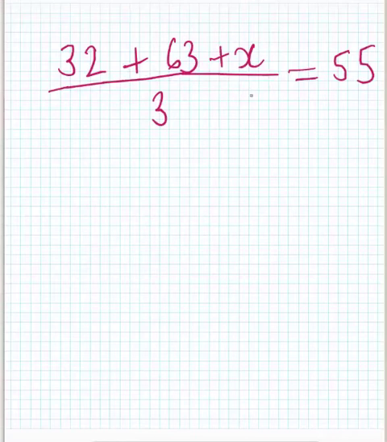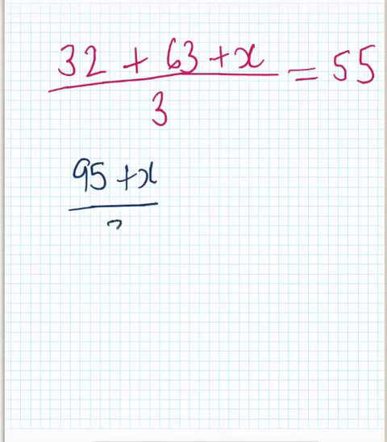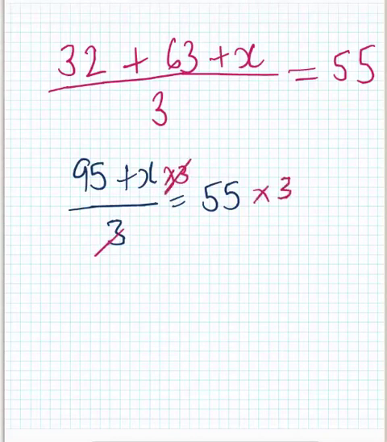And you guys know how to solve this equation. So have a go and solve it. So my first step would be to simplify 32 and 63, because 32 plus 63 is just 95. Then I got plus X over 3 equals 55. And this is nice and easy. Next thing to go is the 3. So times by 3, times by 3. So we have 95 plus X equals 55 times 3 is 165.